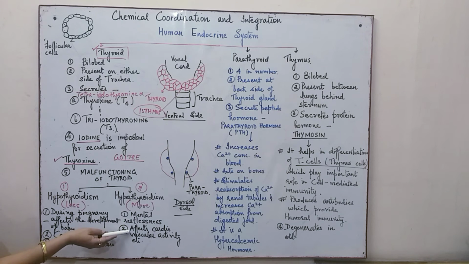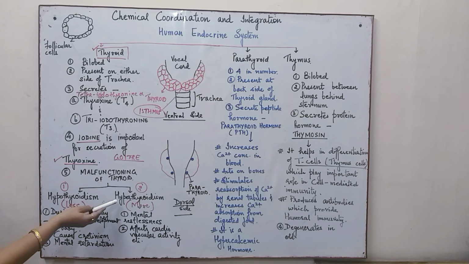It affects the cardiovascular activity, and mental anxiety is there, and a feeling of excessive heat is there. These are some of the effects of hyperthyroidism. The patient may start losing weight also. So these are various effects of the thyroid gland.